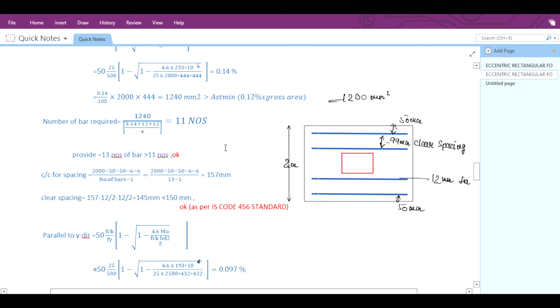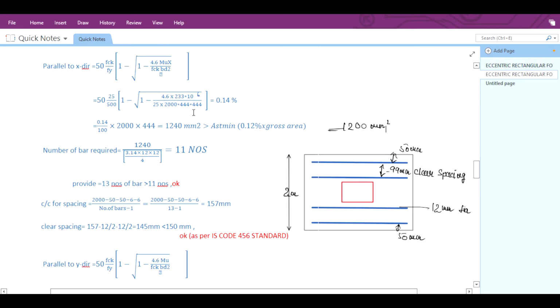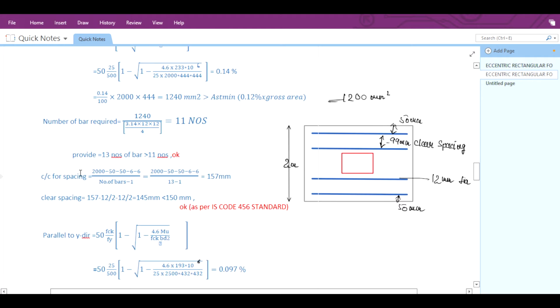The number of bars we can calculate from the area of reinforcement calculated. Number of bars will be equal to 1240 divided by the area of the bar that we have taken for the reinforcement. We have taken 12 mm dia bar, that will be pi d square by 4, so our number of bars will become 11. But we have taken 13 bars here.